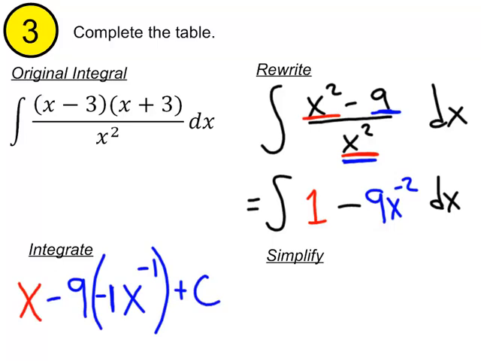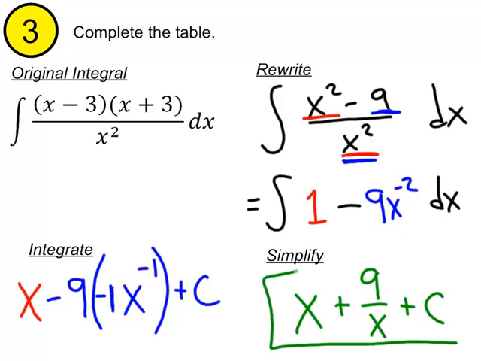And when we simplify that, we're going to get x, and then there's a minus minus. So it's going to be plus 9x to the negative 1. That's the same as 9 over x plus c. Put a box around it.